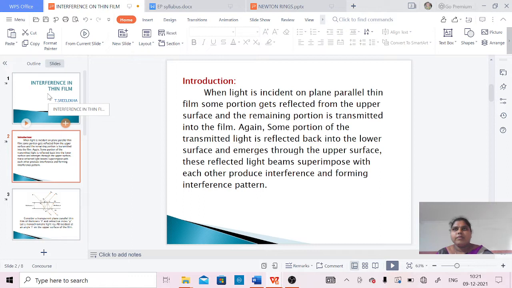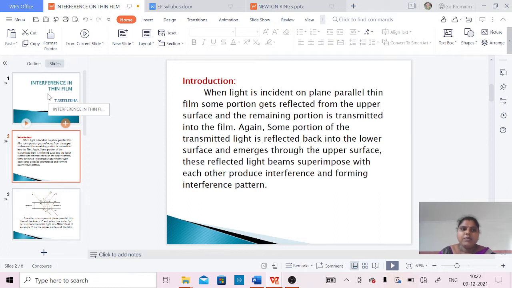See here, interference in thin films. So what is meant by interference? Simply, we said it is the superposition of two or more light waves. Now when light is incident on a plane parallel thin film, some portion gets reflected from the upper surface and the remaining portion is transmitted into the film. Again, some portion of the transmitted light is reflected back from the lower surface and emerges through the upper surface. So these reflected light beams superimpose with each other, produce interference and form an interference pattern.